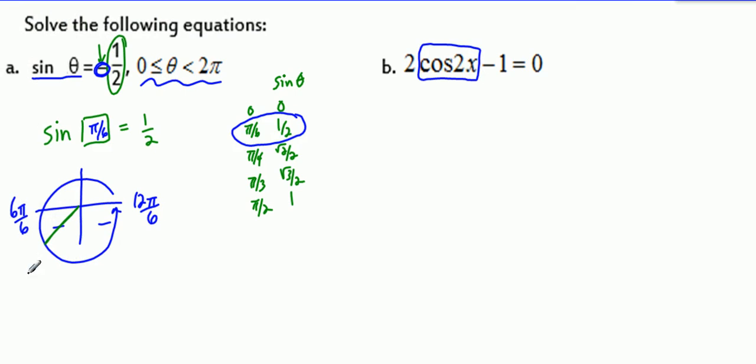This would be 7 pi over 6. And then this one here is one less from 12 pi over 6, so that would make this 11 pi over 6. Okay? So the two values for theta between 0 and 2 pi that satisfy this equation are 7 pi over 6 and 11 pi over 6.